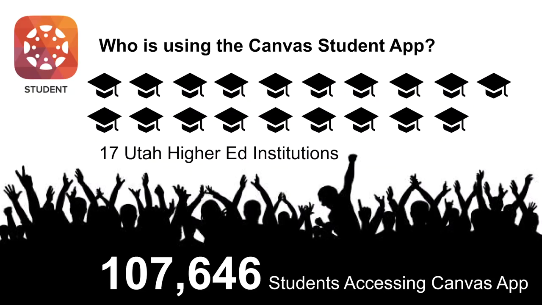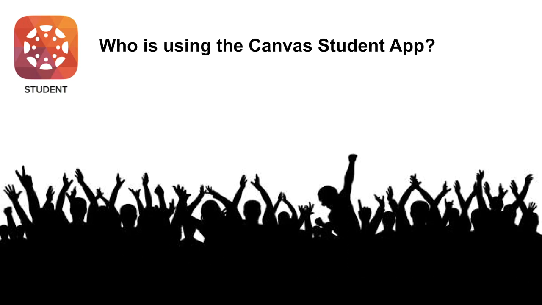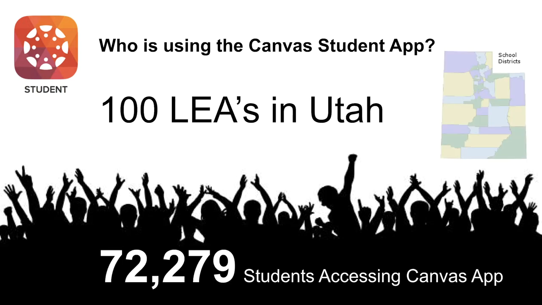Now, Sammy is just one student, but there's actually 107,646 students like her in our 17 higher ed institutions who are accessing their content via the Canvas app. If we look at the LEAs in Utah, the ones that are using Canvas, 72,279 students have accessed the Canvas app. That's a lot. And I don't think that many teachers are thinking about that when they're putting content on Canvas, so that's what we're going to cover now.